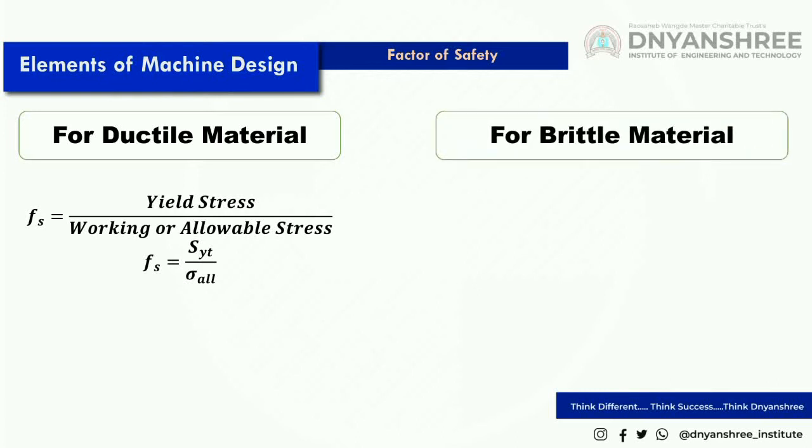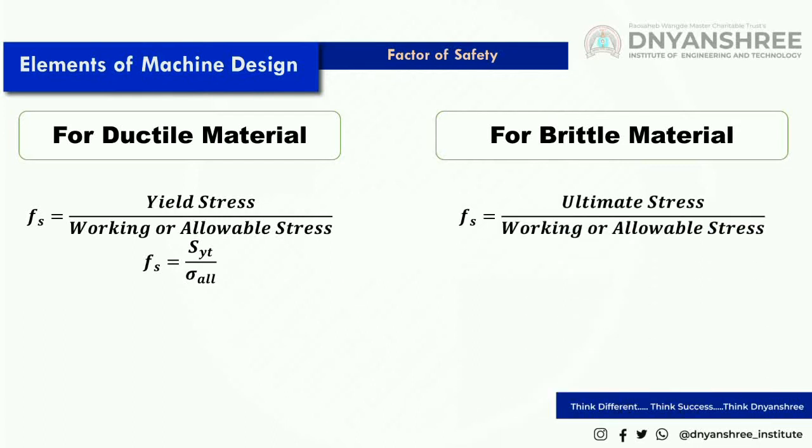Now, for brittle material, the failure criterion is the ultimate stress point. That is, there is no plastic deformation in brittle material and the material fails at the maximum stress point, that is the ultimate stress point. Therefore, factor of safety is equal to ultimate stress divided by working or allowable stress. So Fs is equal to SUT divided by sigma allowable. SUT is the ultimate strength of the material and sigma allowable is the allowable or working stress.